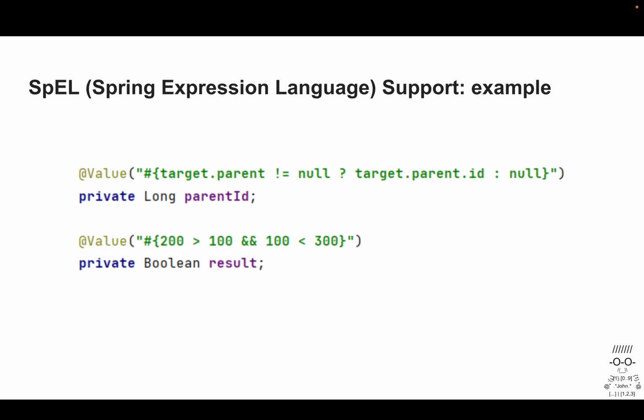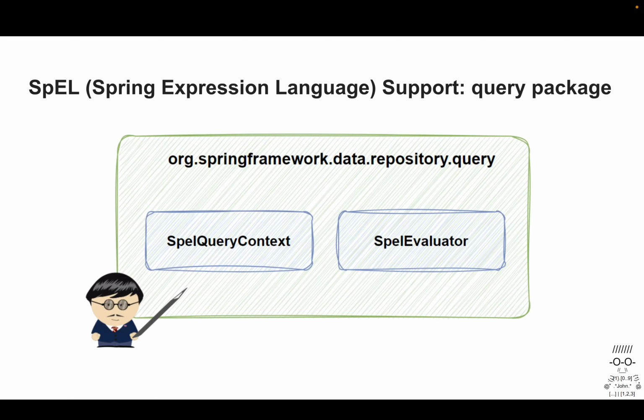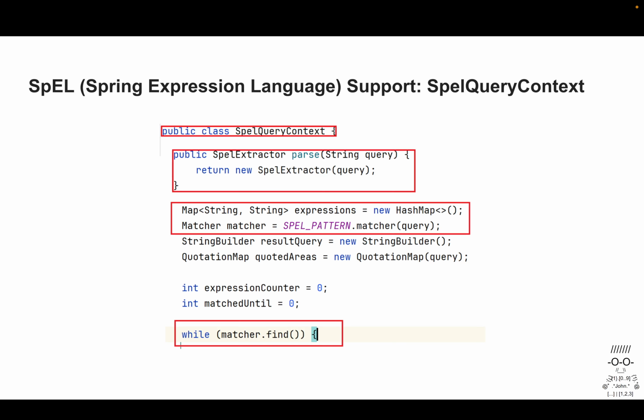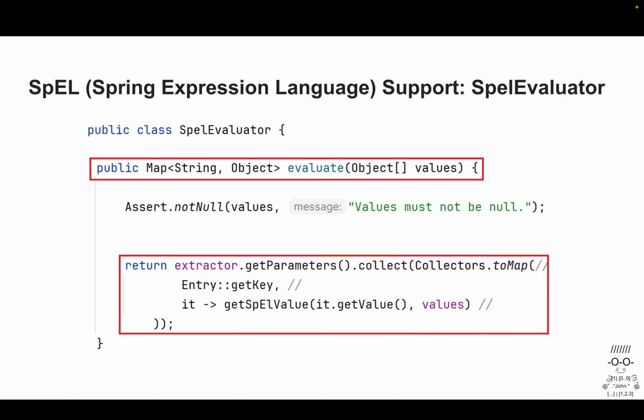And everything that we see in the parentheses is actually the expression. We can use these expressions with our queries because of the classes from the repository query package. The first of them is the SpelQueryContext. SpelQueryContext goes through the text of our query and finds all the expressions it has using pattern matching, and populates a map with these expressions.